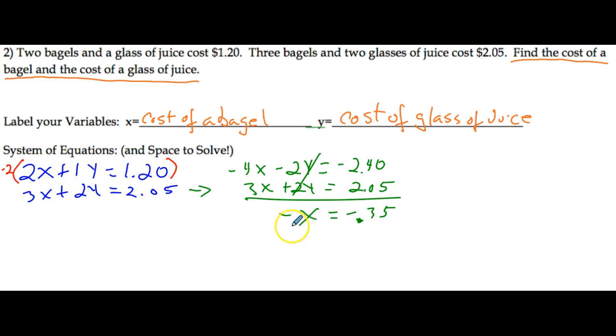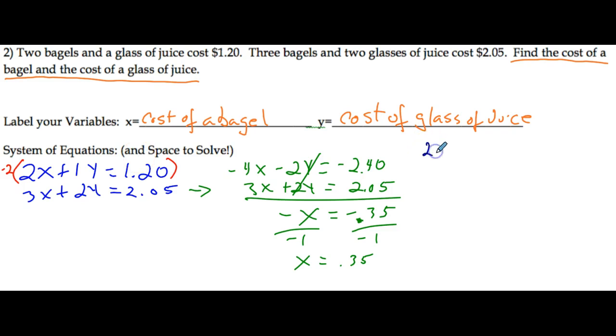And then we divide both by -1. So we can solve just for x. We have x equals 0.35 or 35 cents. And then all we can do is plug this 0.35 back in for x, which we'll do now. So I'm going to rewrite that original equation, except instead of x, I'm going to put 0.35.